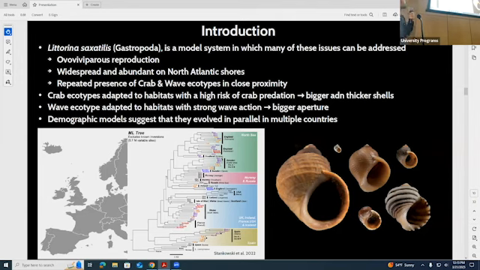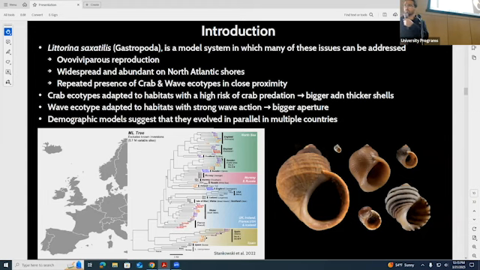These are at the same scale. This is the snail that's found only in Greenland, I think. This one is only found in empty barnacle shells. Those are the two ecotypes found in Sweden, and those are the two ecotypes found in Iberia, in Spain particularly. Typically you have a wave ecotype, which is adapted to be resistant to wave action, and a crab ecotype that's usually bigger with a thicker shell, adapted to resist crab predation.